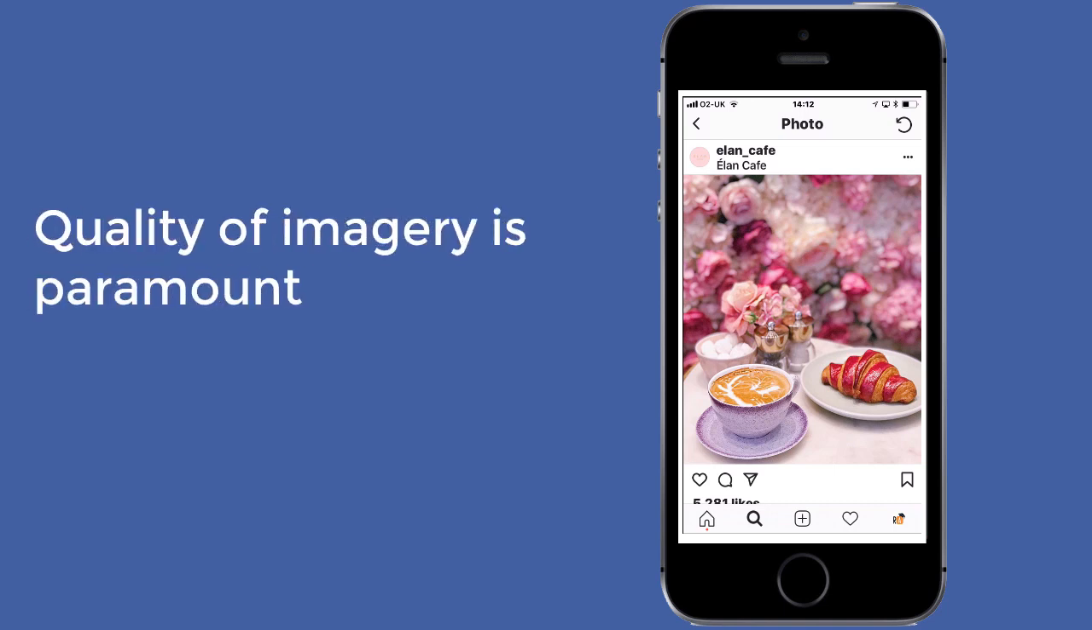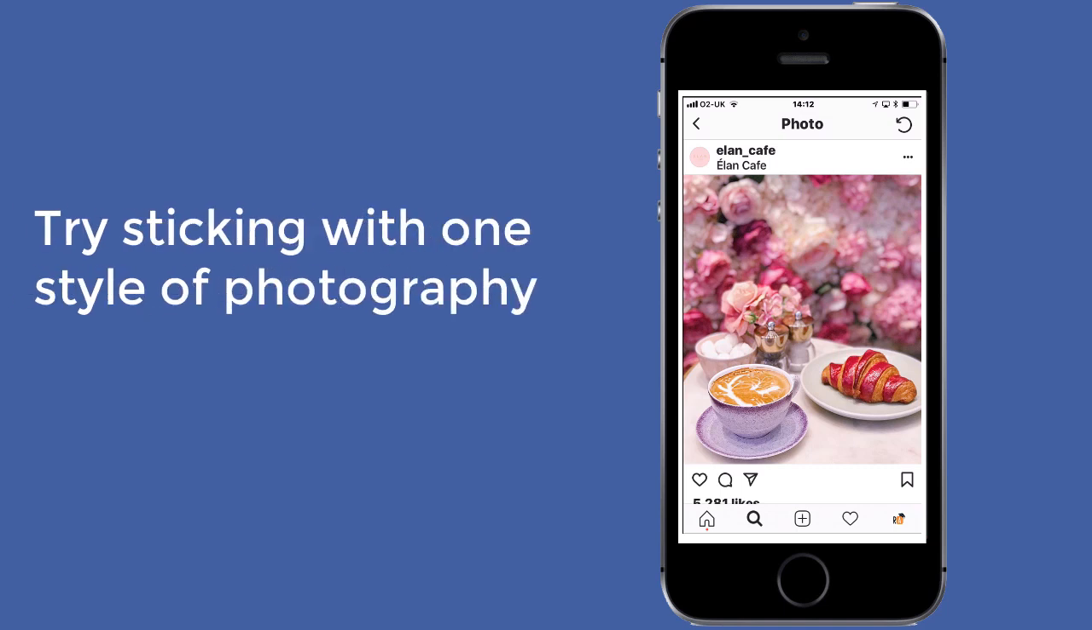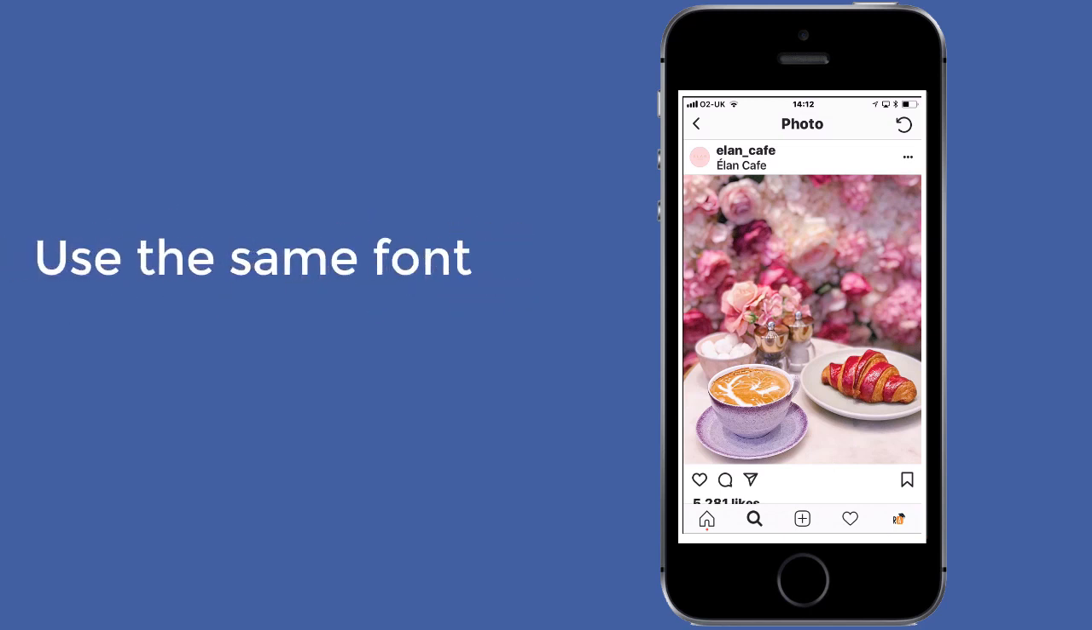Firstly, the quality of your imagery is paramount. Basic photography rules apply. Avoid dark and blurry pictures. Make sure your photos are crisp, well lit, with good composition. Try sticking with one style of photography and pay attention to colors too. Imagine if Elan Cafe suddenly posted random photos with blue tones on their feed. What would that look like? If you are using text in your images, make sure you use the same font.